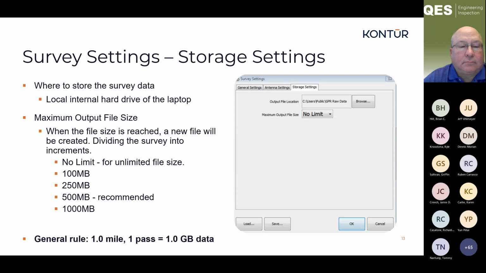As a general rule at the bottom of the slide, you can assume that for every mile, a single pass of the 3D GPR antenna will generate about 1 gigabyte of data. So under this scenario, if we use the 500 megabytes, then you basically have 2 files for every mile for a single pass of the antenna.